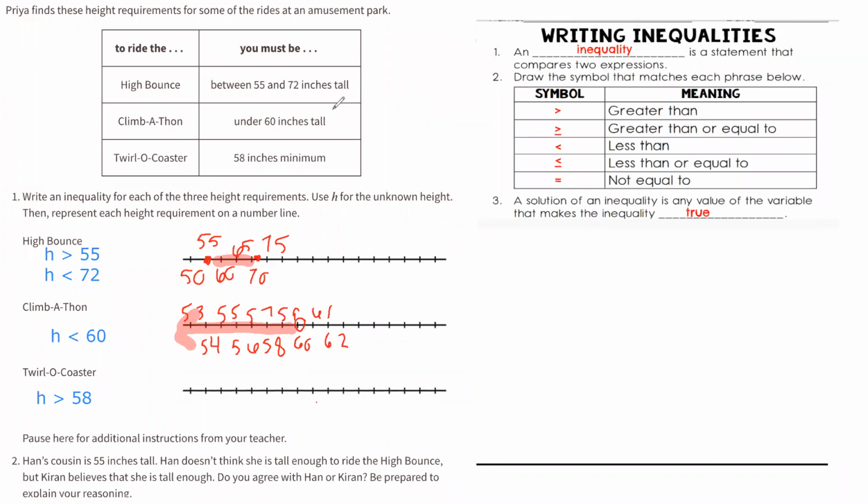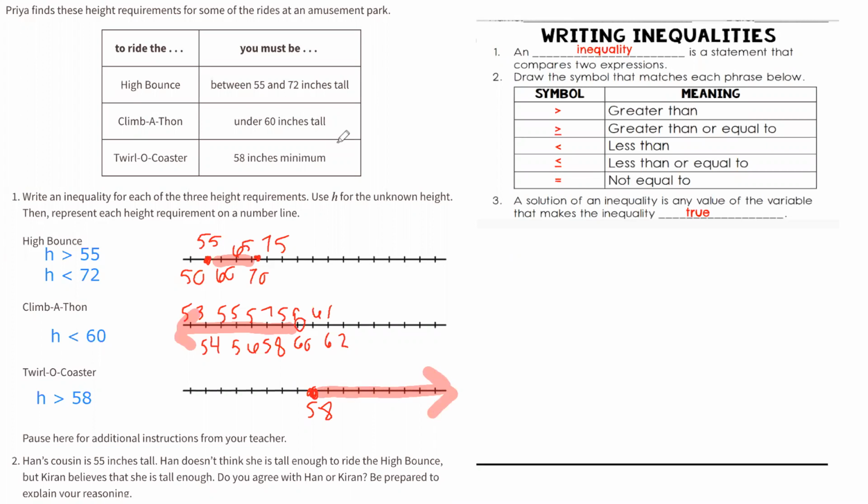So I'm going to put 58 right here. And because 58 is a solution to our inequality, I'm going to put a solid dot at 58. And then I'm going to draw a line showing all of our possible solutions. So because you have to be 58 inches or taller, and h is greater than or equal to 58, that means it's all the numbers to the right of 58 on the number line. So 59, 60, 61, and so on and so on.